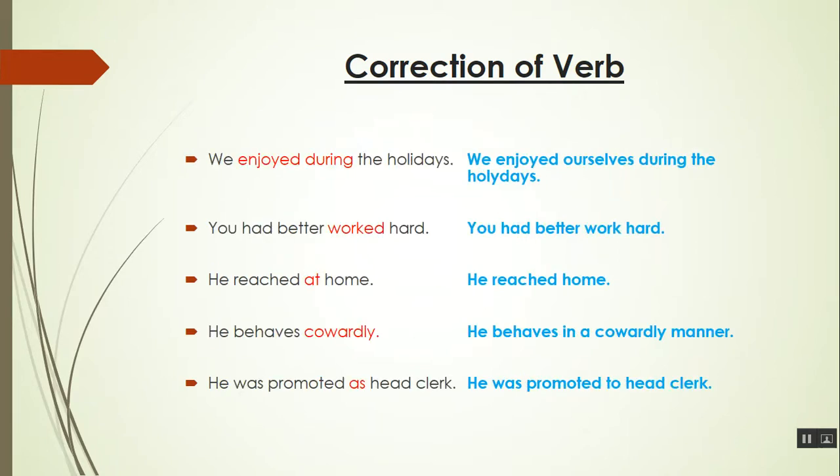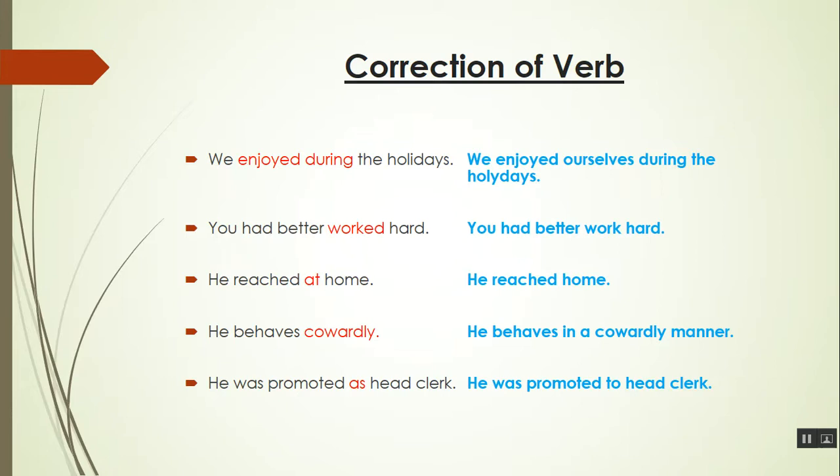We enjoy during the holidays. Whenever we use enjoy, we must use ourselves if our subject is we. If our subject is I, we should use myself. If our subject is you, you should use yourself. We enjoy during the holidays. The correct sentence would be: we enjoy ourselves during the holidays. So we must put ourselves between enjoy and during, because enjoy is a verb and it also takes ourselves according to the subject. Subject-verb agreement.